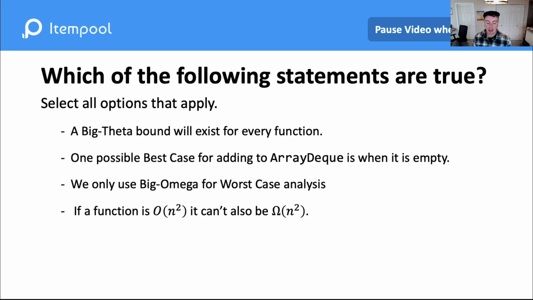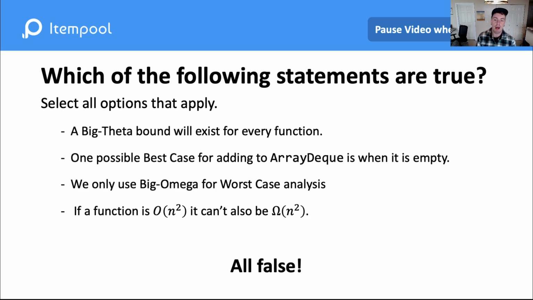Okay, so hopefully you had a chance to try this out. It turns out that all of these statements are false. Not any of them are necessarily true. So let's walk through step by step and talk about why. A big theta bound exists for every function is not true, because if the big O and big omega disagree, if it's not upper bounded and lower bounded by the same function, then it doesn't have a big theta. So big theta is precisely defined for when big O and big omega agree, and we saw some examples of when they don't, like that prime example, the runtime for is prime.